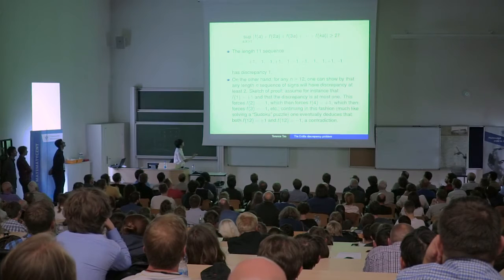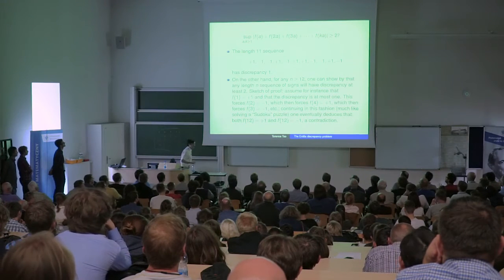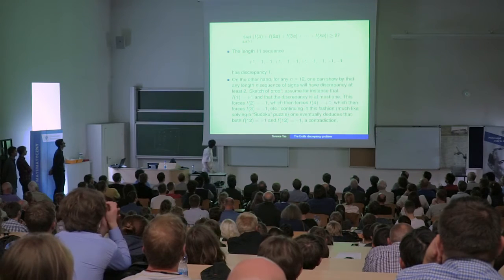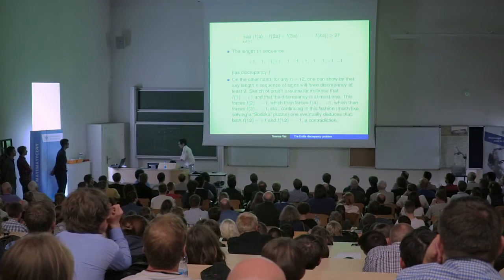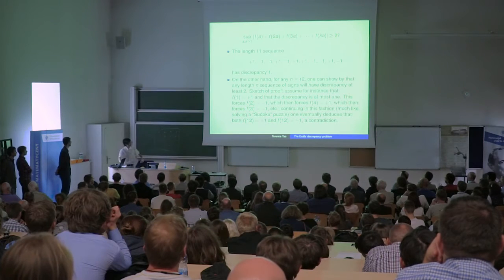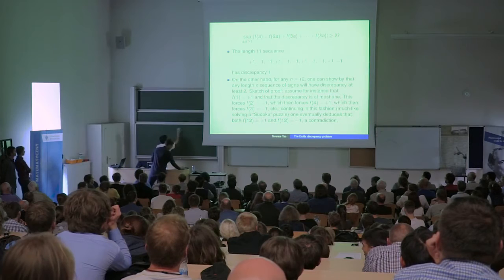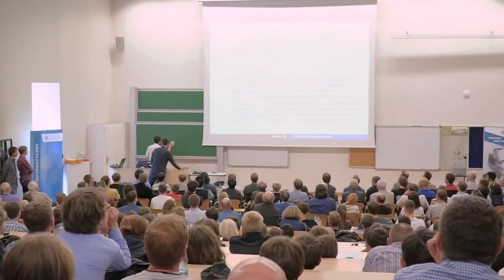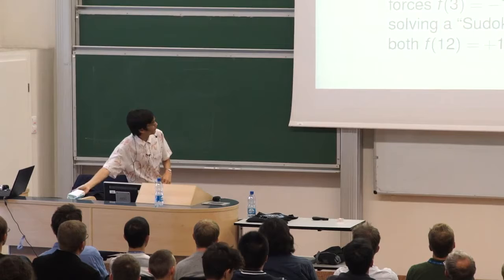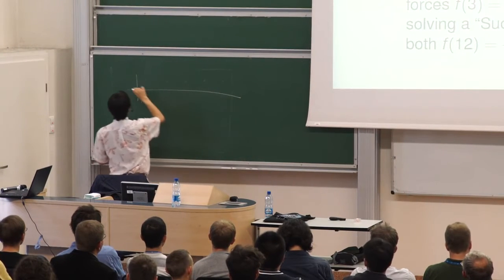But it turns out that that's the longest. The moment you add one more term, if you take a sequence of length 12, you must have a discrepancy of size 2. Maybe I'll actually prove this, because it's very much like solving a Sudoku puzzle. It's a fun little proof. The claim is you take all the numbers from 1 to 12.